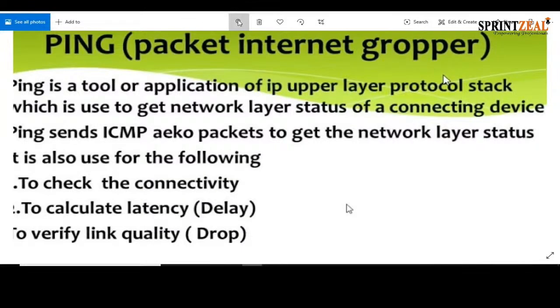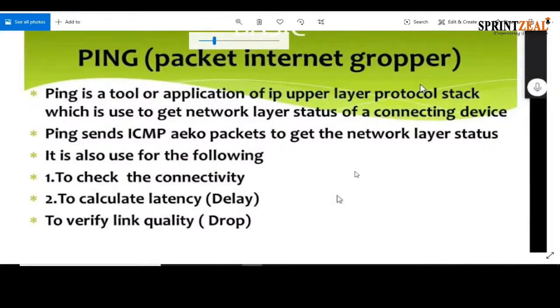Ping is a tool or application of IP which is used to get the network layer status of a connected device. Ping sends an ICMP echo packet. Alright, ping works on ICMP. So ping sends an ICMP echo packet to get the network layer status.